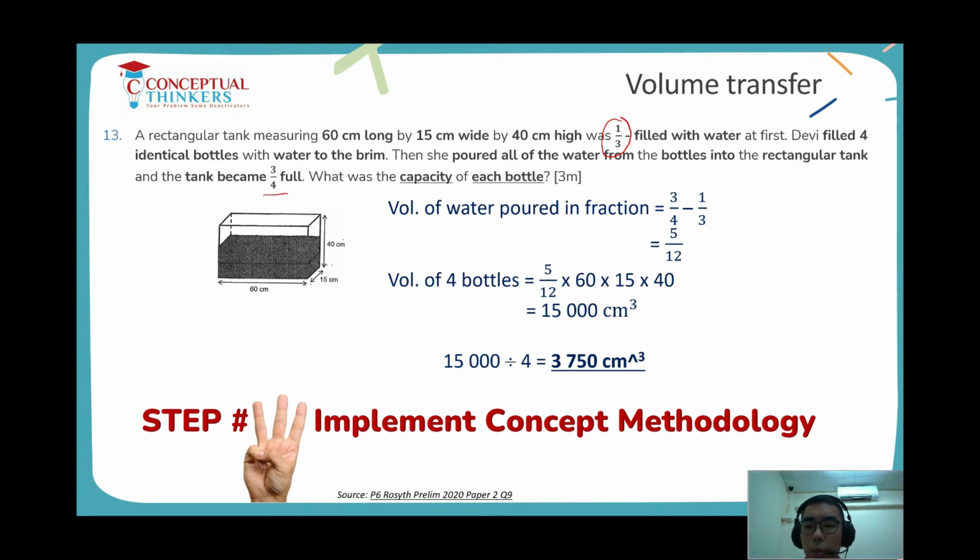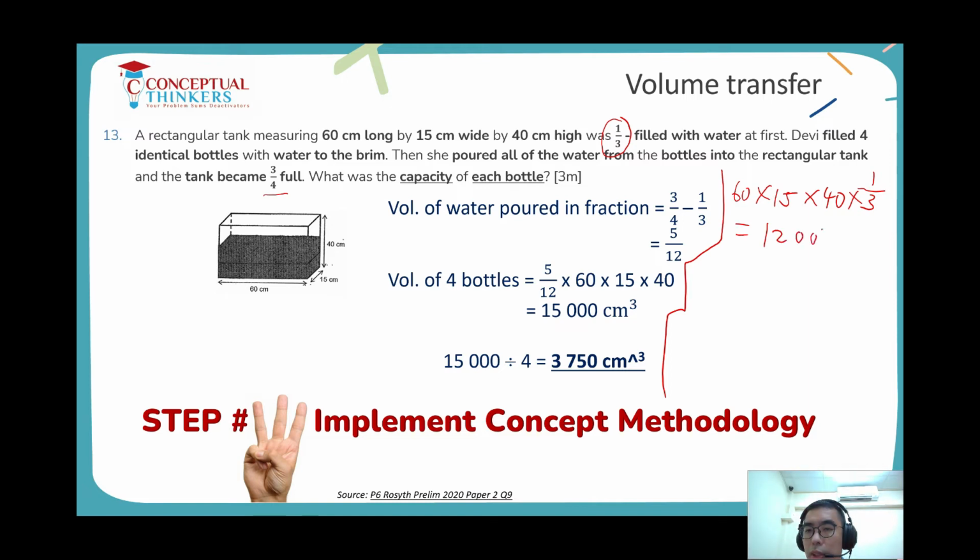So let's say that we want to find a way to check whether our answer makes sense or not. We can use an alternative method. I'm going to show you another way to solve the question. Since we know that initially it's 1/3 filled with water, we take 60 times 15 times 40 to get the capacity of the tank. Then I multiply by 1/3 to get the initial volume of water in the tank. This will give me 12,000 cm3.